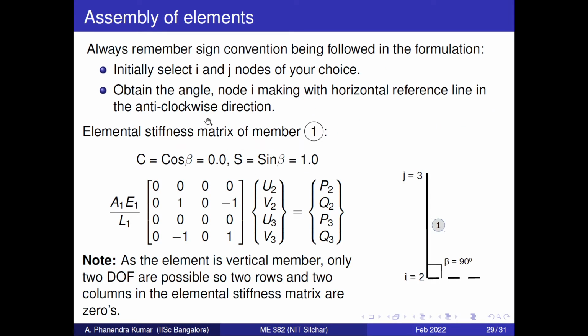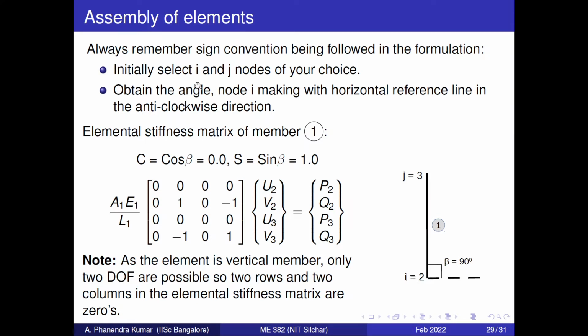First you need to fix the i and j node numbers. Which node number you want to take as i, and which node number you want to take as j. Once you fix the node numbers, then we need to decide the angle. Whatever node i you take, you should find the angle that node i is making with respect to the horizontal reference line, and the angle should be measured in the anti-clockwise direction. So make a note of these two things also.